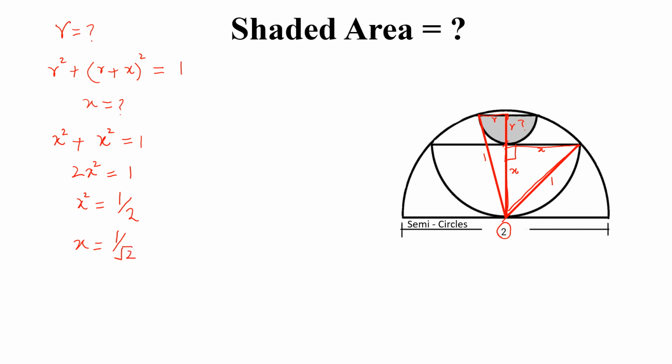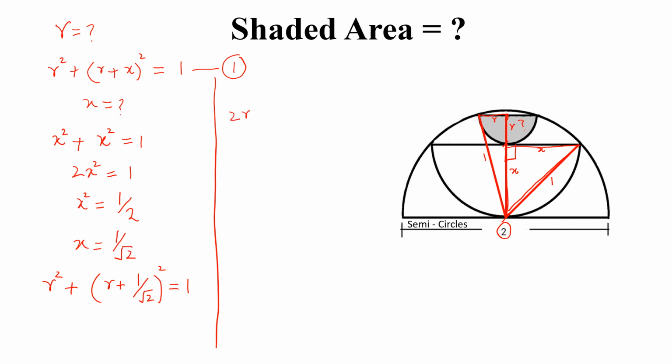So we will put the value of x in this equation and we will get r square plus (r plus 1 over square root of 2) whole square equal to 1. From here we will calculate r. How can we solve this? We will simplify this. We will get 2r square plus 2r divided by square root of 2 minus 1 over 2 equal to 0. And this is a quadratic equation. We will simplify this more and we will get 4r square plus 2 square root of 2 r minus 1 equal to 0.